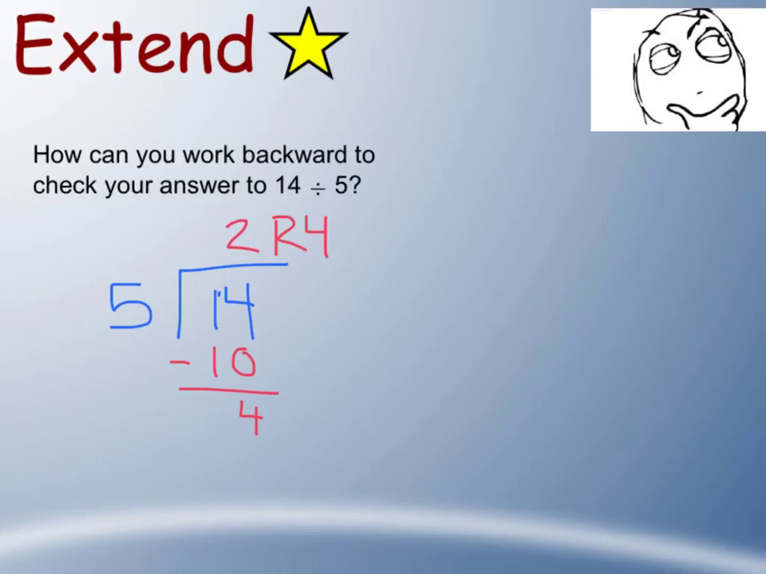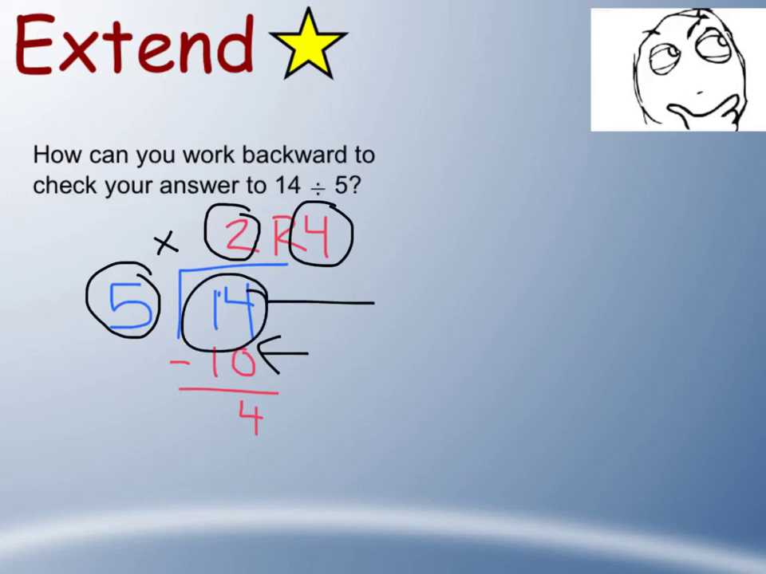What you can do is you can ask yourself, well, working backwards, 2 times 5 would give me what? That gives me 10. And then if I add my remainder here of 4, so 10 plus 4 gives me my 14, gives me my dividend. So you can do your quotient of 2 times your divisor 5, 2 times 5 is 10, plus remainder 4 is 14. If you get this same answer here, then you are good to go. You've just worked backwards to check your work.